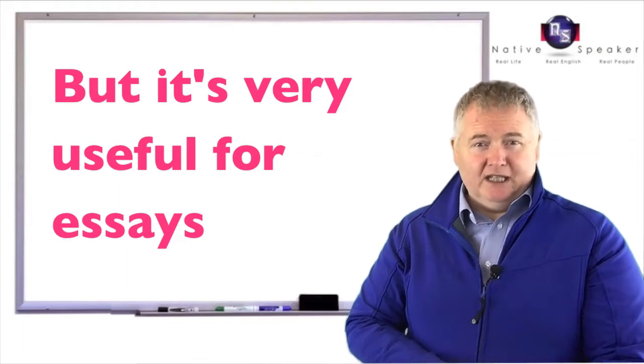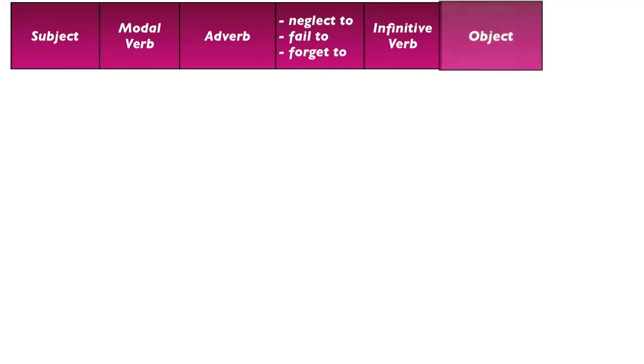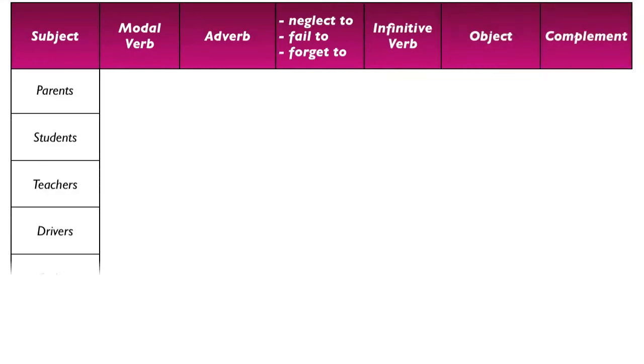So let's have a look now at how to build them. We'll use a subject, modal verb, adverb, then the phrasal verbs neglect to, fail to, and forget to, followed by an infinitive verb, an object, and a complement. The subjects we're going to use here are parents, students, teachers, drivers, cyclists, and teens. You can speak about whoever you think is to blame.